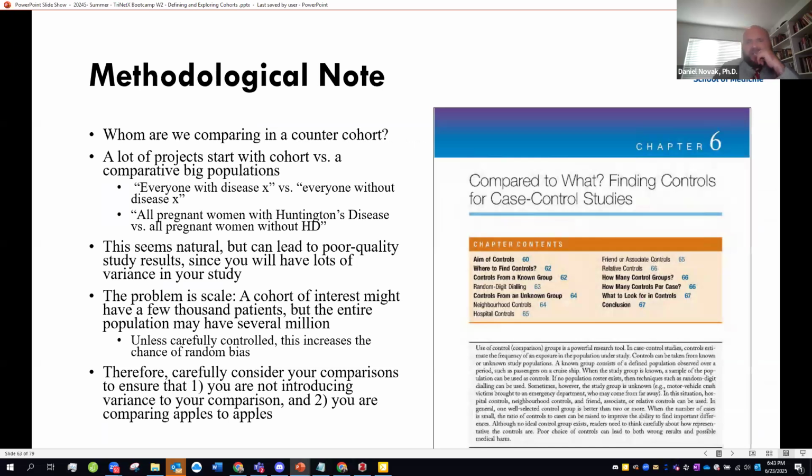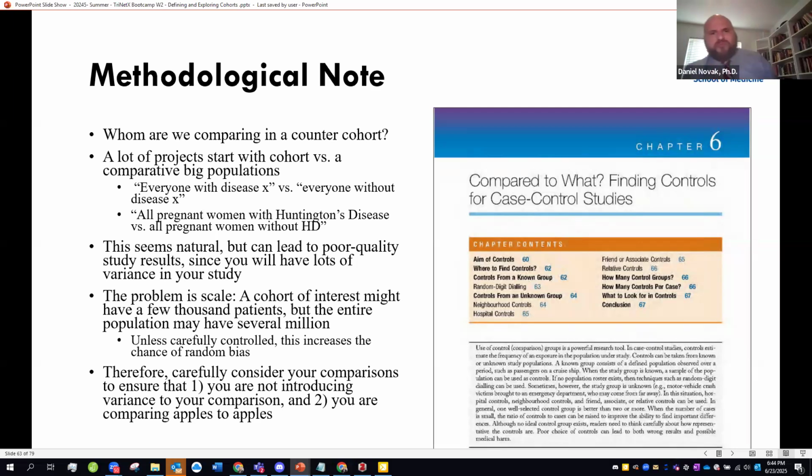So a methodological note that I want to make about that is, when you're asking about a counter cohort, I always want you to think about what you are comparing between these two groups. A lot of projects start with a cohort and compare them to a big population. All pregnant women with a particular condition versus all pregnant women without that condition. That was one with Huntington's disease. And the problem is all pregnant women are not really a very good comparison group for all women with Huntington's disease.